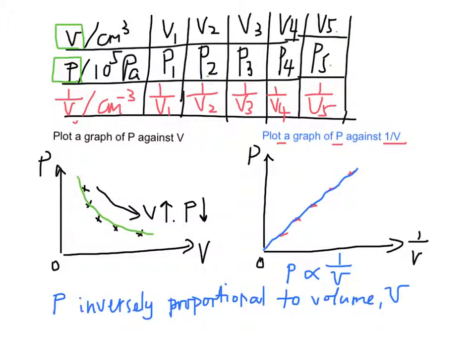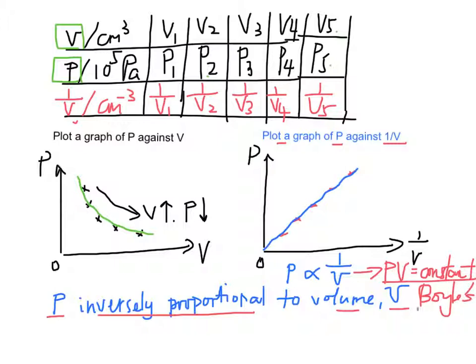That means the pressure of the gas is inversely proportional to volume V. Or we can say the product of pressure times volume is a constant value. And this is called Boyle's law.